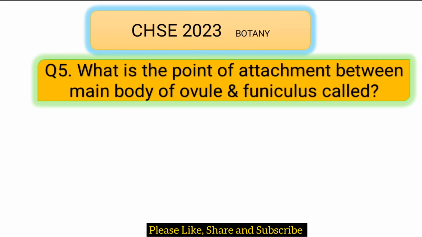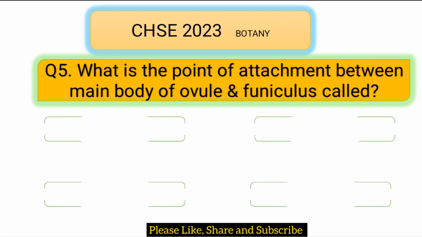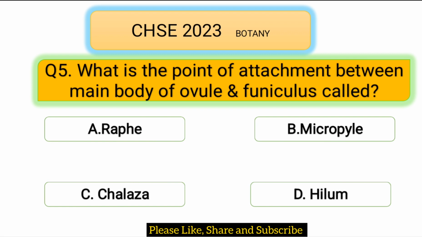Then the fifth question was, what is the point of attachment between the main body of the ovule and funiculus called? The options were raphe, micropyle, chalaza, then hilum. So obviously the answer is hilum.